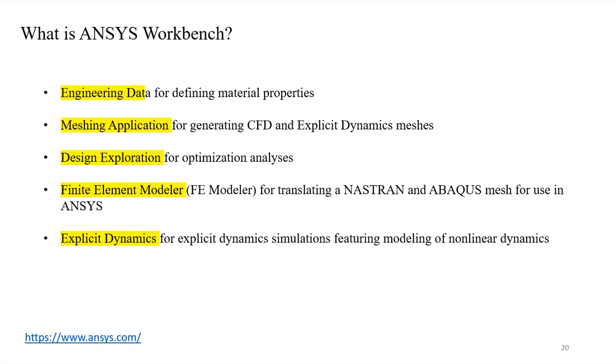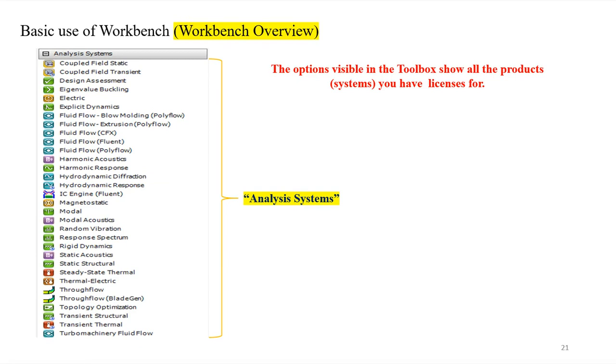Once you open the Ansys software, you will be faced with this toolbox that contains a variety of modules that you may be in need of. The options visible in this toolbox show all the products and systems you have licenses for. The first section of this toolbox is Analysis Systems, which are ready-made stencils that include all the individual systems and applications needed for common analysis. For example, geometry, mesh, solver, post-processors, etc.